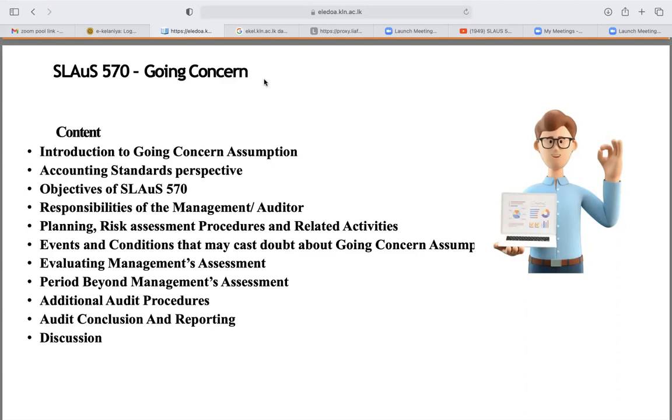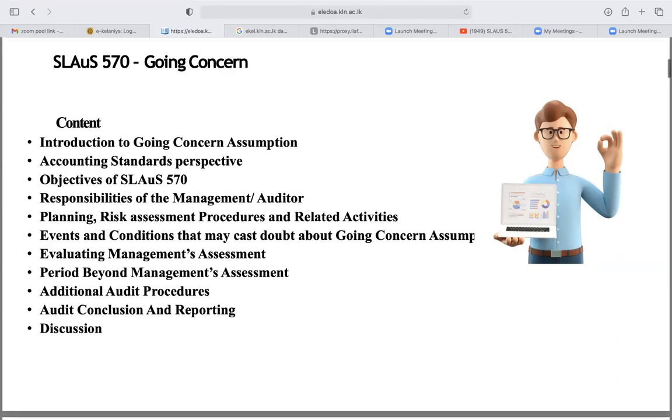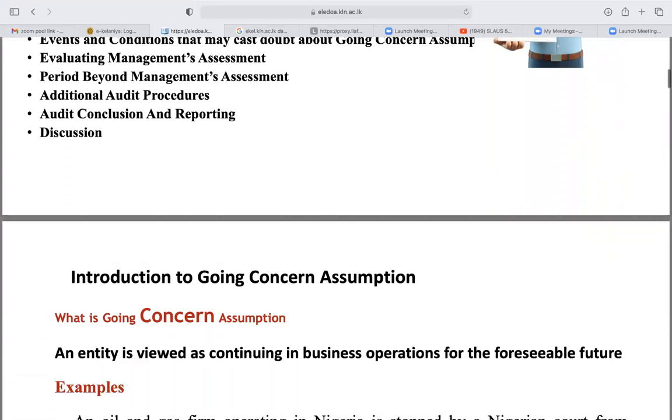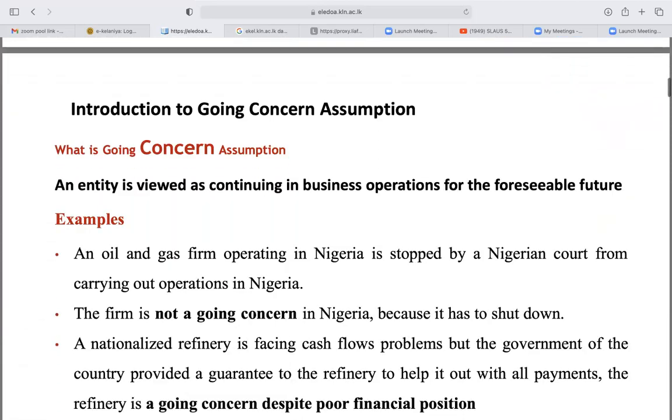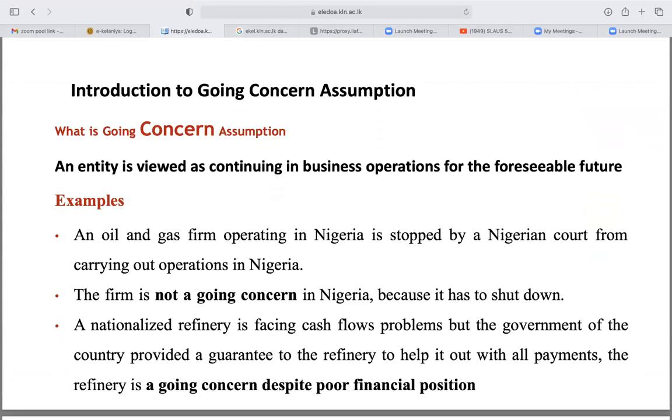The first thing we need to identify is the meaning of going concern, right? What's the meaning of going concern? The simple example is Sri Lanka, right? Sri Lanka is the primary example for the going concern issue. Now we are facing going concern issues. No gas, no water, no current.